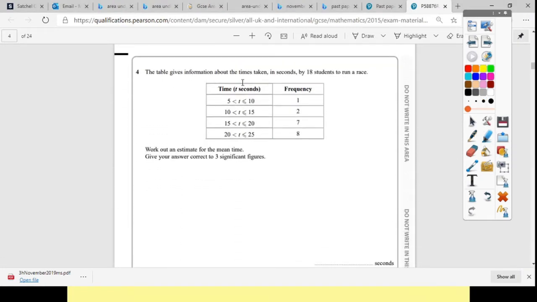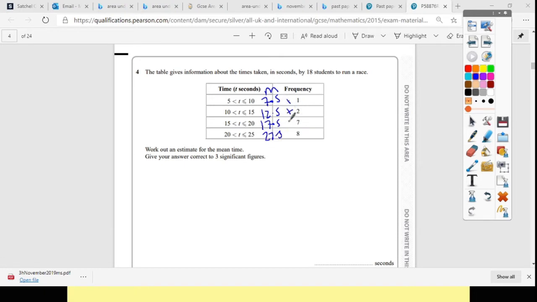4. The table gives information about the time in seconds by 18 students to run a race. Work out an estimate for the mean. Give your answer to 3 significant figures. Okay, so I don't know what score this is, so I'm going to guess, and my best guess is going to be the midpoint. So that's going to be 7.5 because it's 5 plus 10 divided by 2. Next one's going to be 12.5. Then that's 17.5. And then this one here is going to be 22.5.